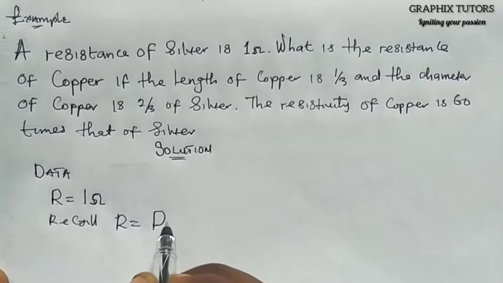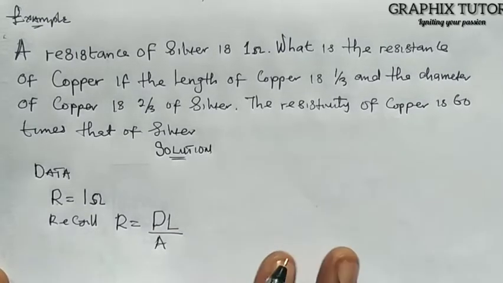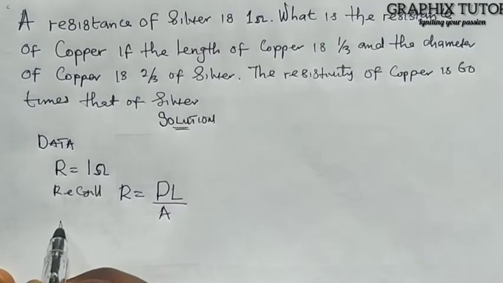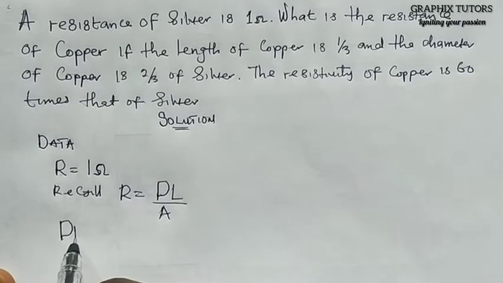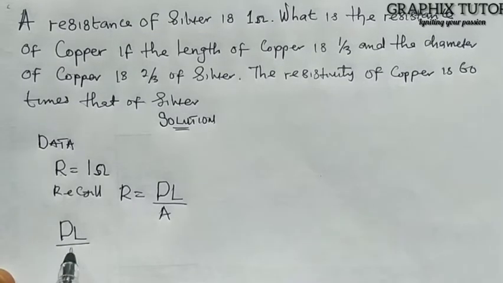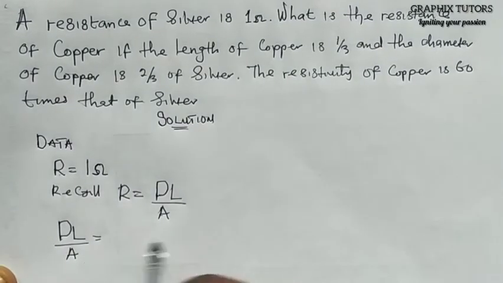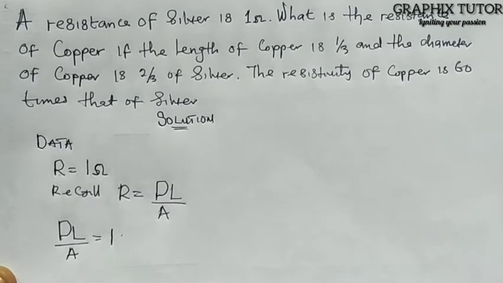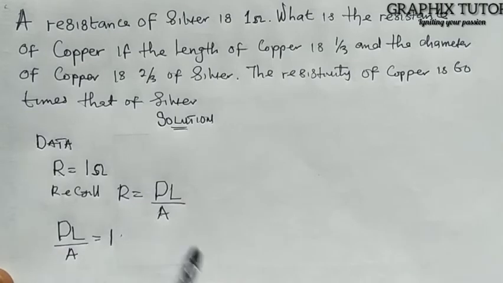Resistivity multiplied by length all over area, right? So it means my resistivity multiplied by length, all over area, is equal to 1, because R is 1. Everything here is my R, so this is equal to 1.